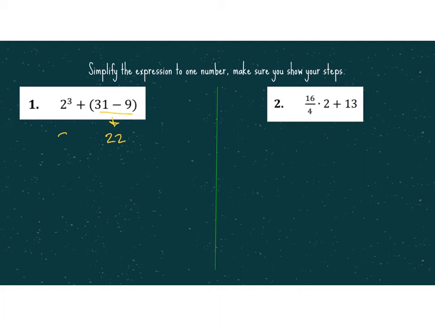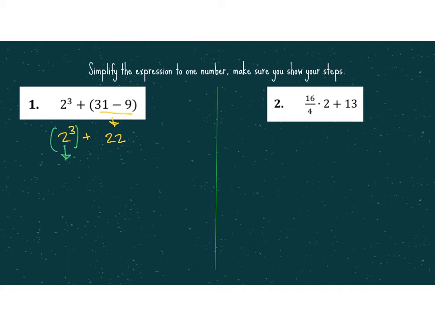Now, once you have taken care of the grouping symbols, you can go ahead and eliminate them. You can see that when I turn 31 minus 9 into 22, I don't have any parentheses around that anymore because there's no operations left inside the grouping symbols. Then the next thing that I would do is exponents. I see that I have 2 to the third power.